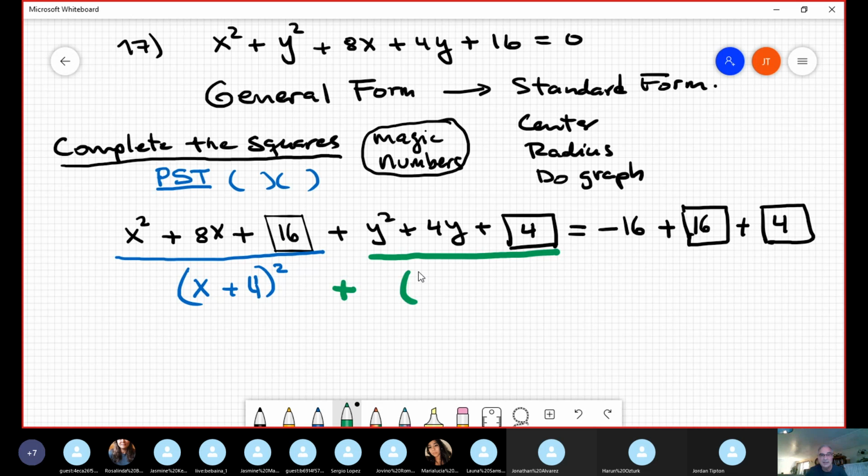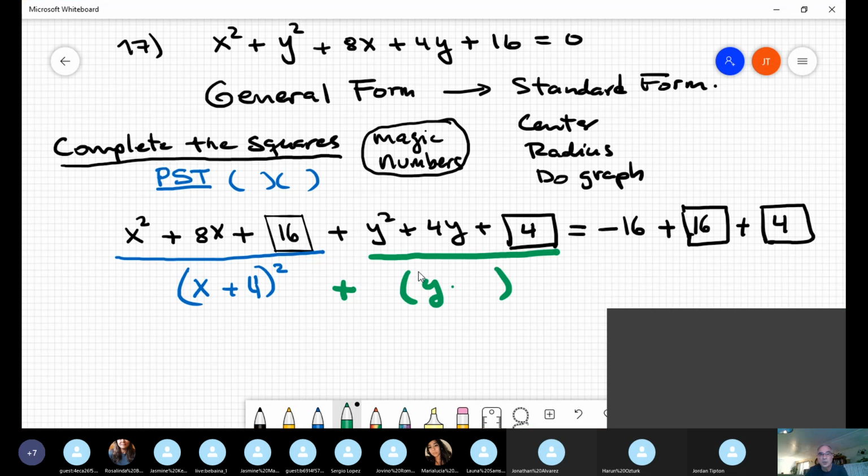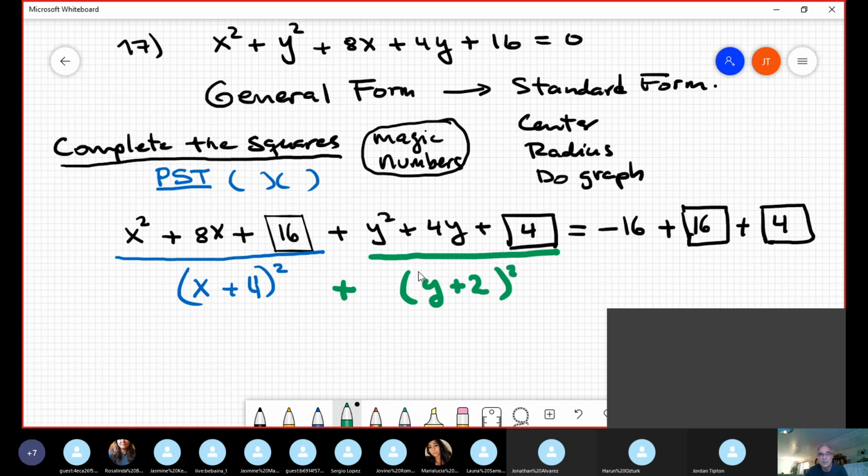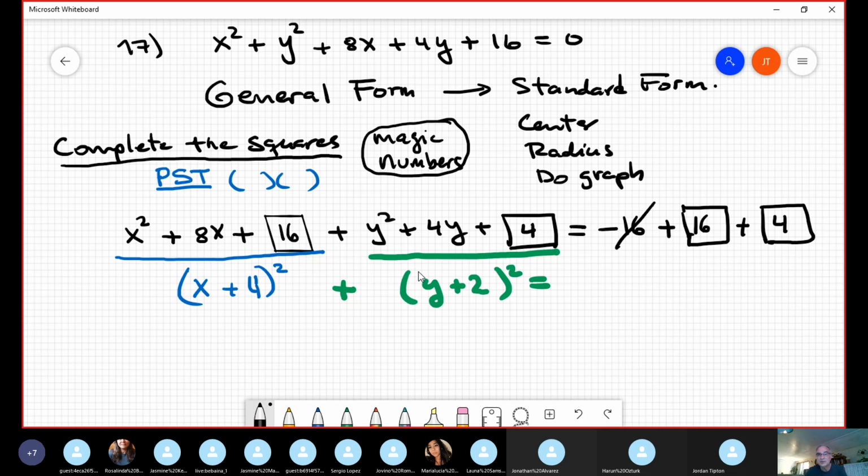Plus parenthesis y, plus what? 2 plus 2, very well, squared. In the right hand side, we have only 16, positive and negative cancel, just 4.